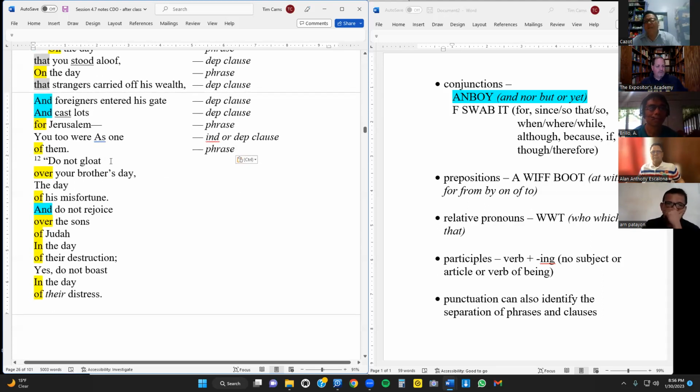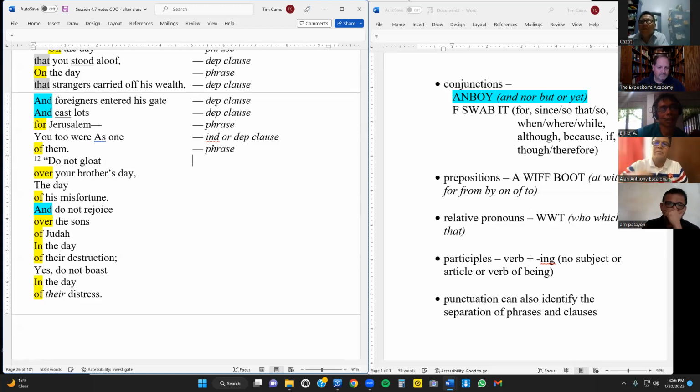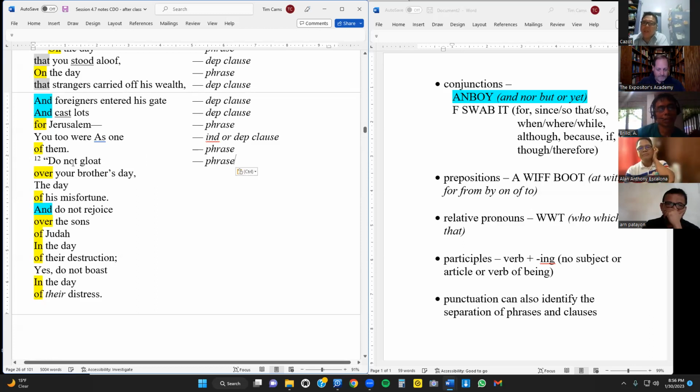Pastor Allen, I'm going to ask you to do the next few here. Phrase or clause. Do not gloat. Do not gloat. That's independent clause. Yeah. Now, how do we know it's a clause? Do we see a verb?